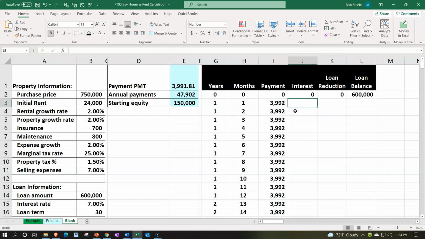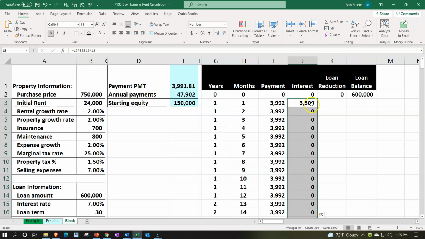The interest then we're going to calculate as equal to the 600,000 prior balance times the rate, which is the 7%. That 7% is outside my table, so I need to make it absolute. F4 on the keyboard, $ before the B and 15. Then I need to take that whole thing, because that's a yearly rate, and divide it by 12 to get the months. There we have it. Let's copy that down, double click on the fill handle.